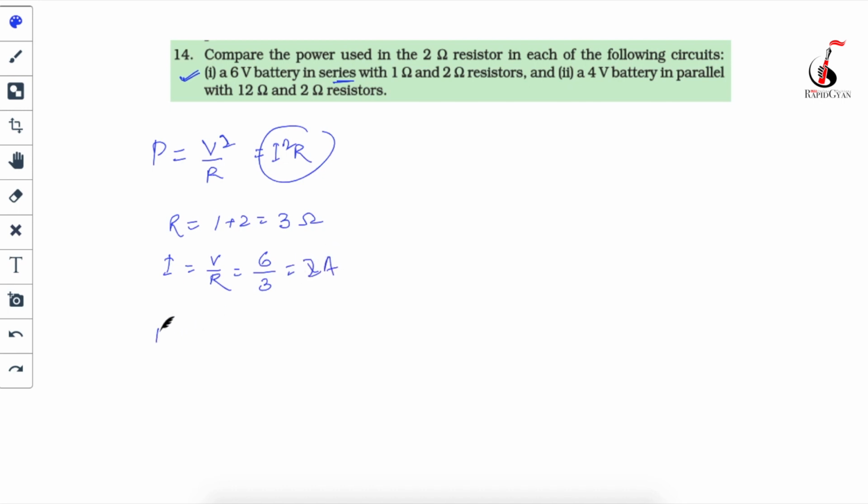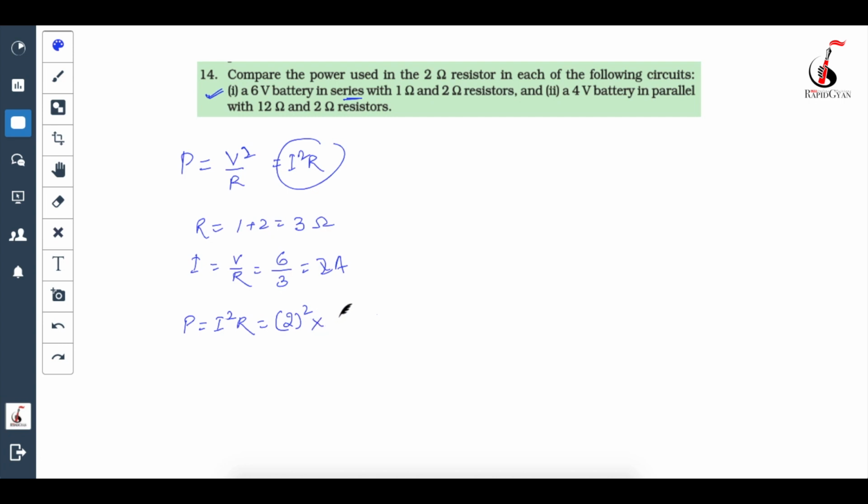Now what will be your power? Power is I square R. I square R means 2 square multiplied by your resistance. The resistance is given as 2 ohm, correct? So that is equal to 2 fours are 8. So 8 watt is the power. Your answer for the first case is 8 watt. Now go to the second case. In the second case, the voltage of the battery is 4 volt and they are in parallel. So if they are in parallel, what will you have to find out first?